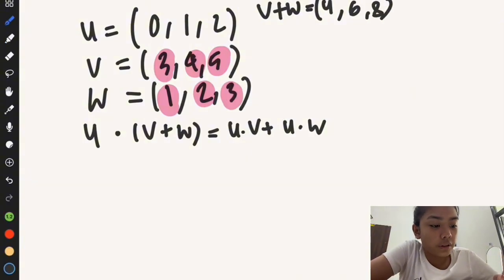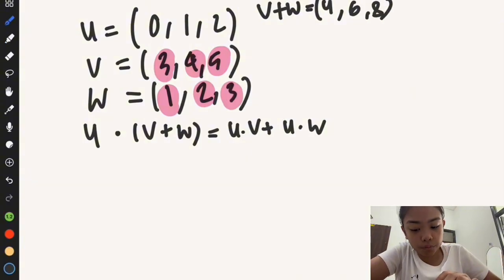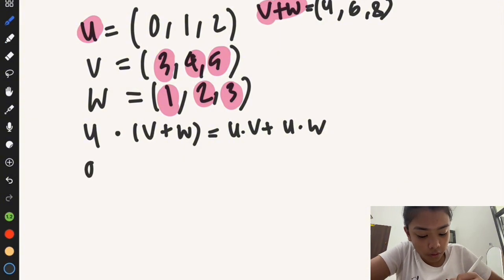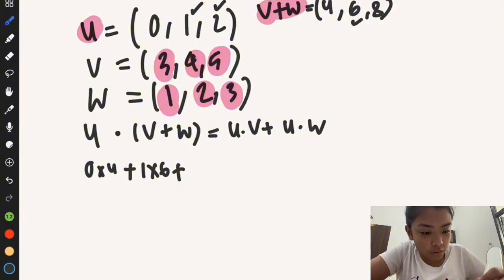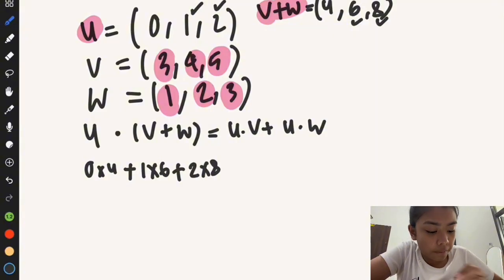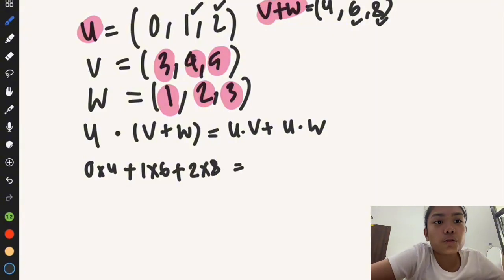So v plus w is 4, 6, 8. And we're going to get the dot product of u and this. So let's start. We have 0 times 4, plus 1 times 6, plus 2 times 8. Okay, and then let's take a look if we distribute, right?